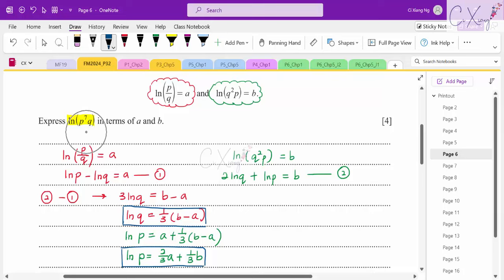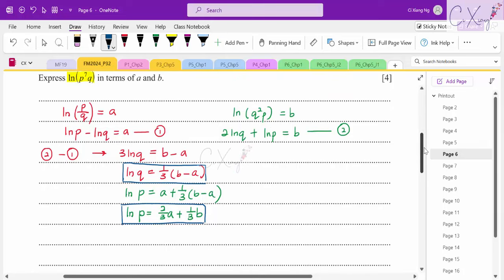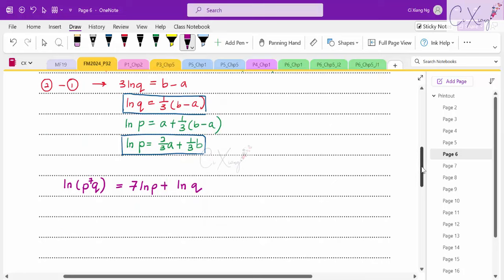So now they want us to find ln p power 7q. So what do I get? Ln p power 7q, you can expand it again by using the log property. So I'm having 7 ln p plus ln q. Then you should know what to do, right? Substitute ln p into this expression and also ln q into this expression. Then you can see that your final answer is basically in terms of a and also b.